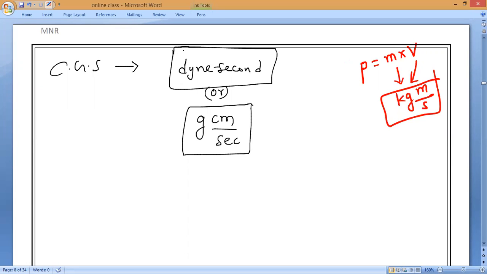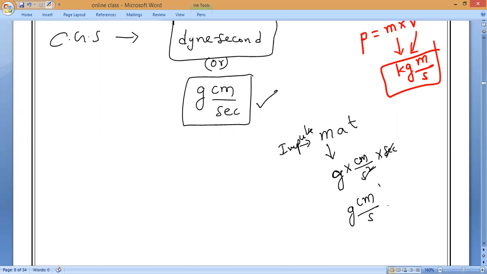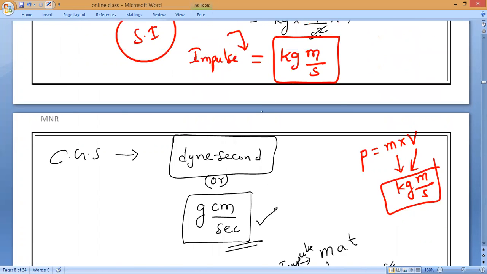Please all of you note it down. How this gram centimeter per second will come, you know or don't know? I already taught you. Yes or no? Impulse equals MAT, so what is the CGS unit? Mass in grams, acceleration in centimeter per second square, time in seconds. So square and seconds will get cancelled. Gram centimeter per second will come. Yes or no? This is the impulse SI unit and CGS unit.